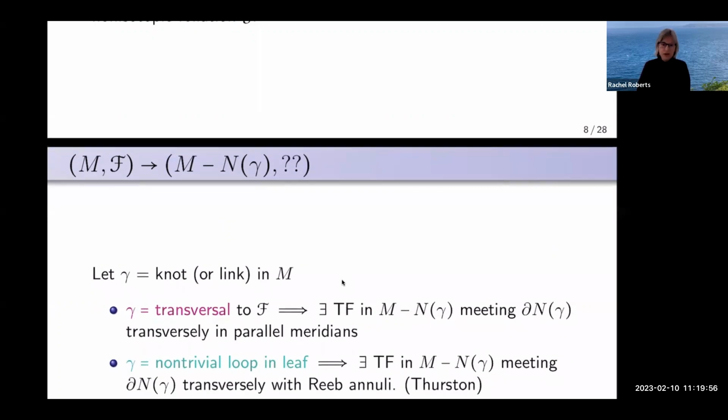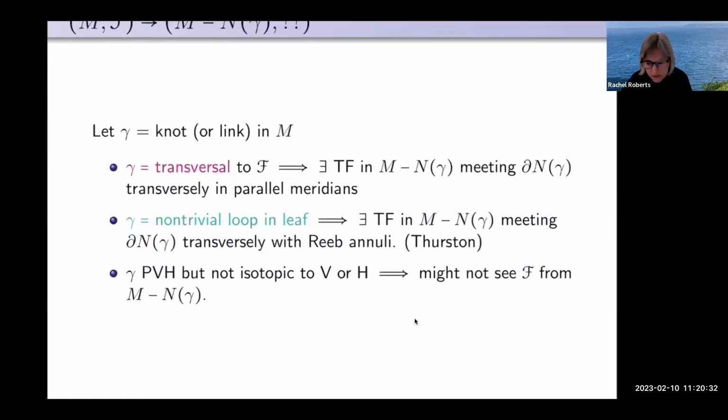There's an observation that goes back to Thurston that if you have this setup, then there's going to be a taut foliation that meets the boundary transversely with Reeb annuli in the boundary. So remember, the boundary is a torus or a union of tori, and the foliation is meeting the boundary, and you've got this loop that just isotopes to lie in some leaf. And then you can play games to show that you must have one of these taut foliations in the complement of the knot gamma.